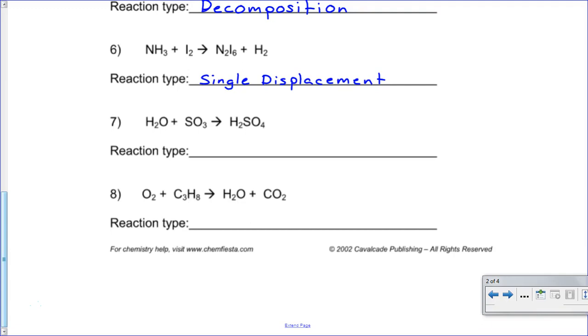Problem number 7, H2O plus SO3 yields H2SO4. All right, on this one again, something to notice, there's only one product here. If there's only one product, that means these two things are going to make that H2SO4, that sulfuric acid. And if you're just making one product in the end, it is a synthesis reaction.